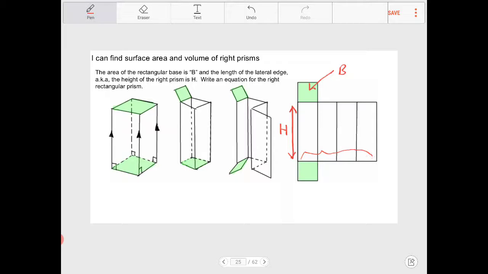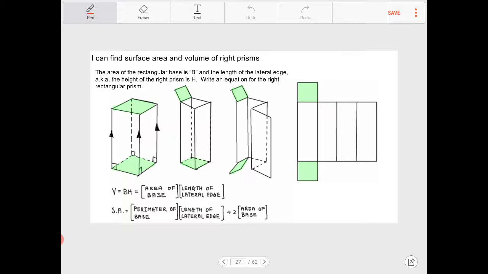This length of all 4 of those edges added up together, isn't that the perimeter of the base? That is in fact the perimeter of the base. Let's find out what the volume and surface area formulas are one more time. The volume is the area of the base times the length of the lateral edge, which is H. Surface area, one more time, is the perimeter of the base times the length of the lateral edge plus 2 times the area of the base.